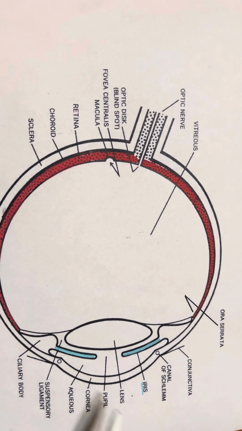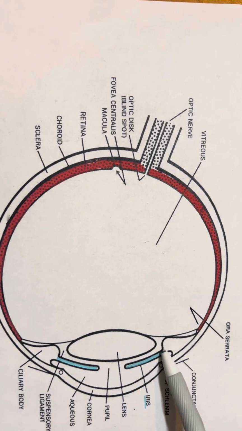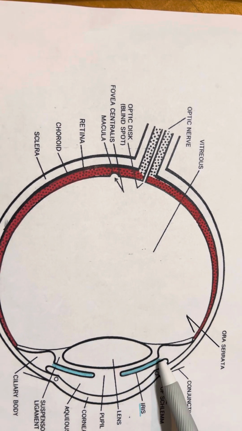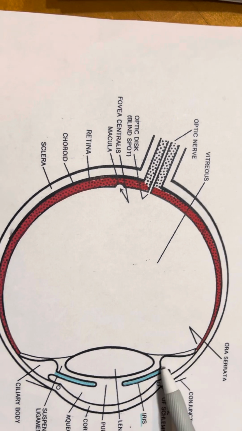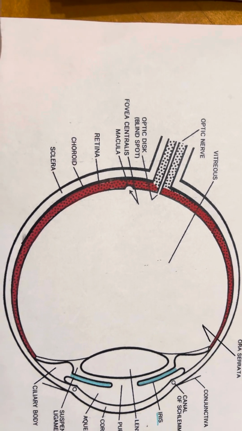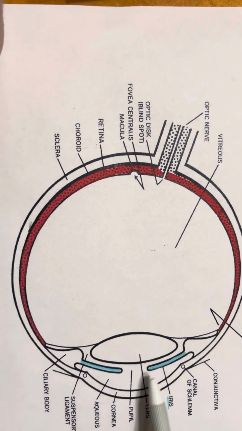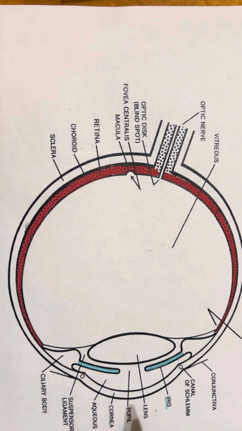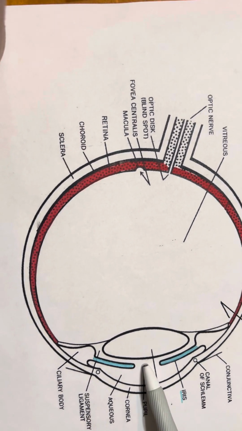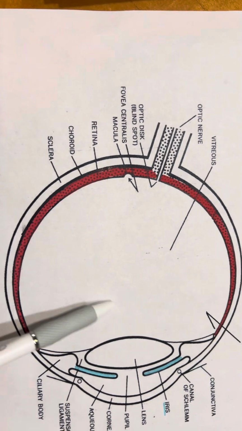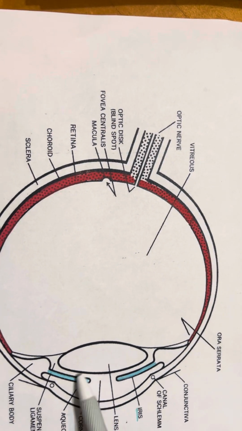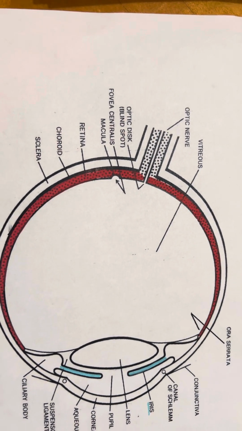The iris is the colored part of our eye. Typically you see blue, green, brown. It is what the color of someone's eye would be. The job of the iris is to control the size of the pupil. So if we are in a dark environment, the pupil is dilated, so more light can come in. If we're in a light environment, it's constricted, so not as much light can come in.